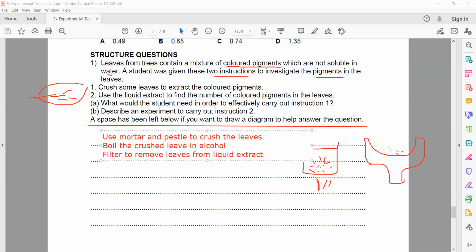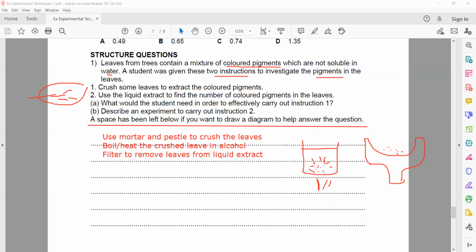Why should we boil the leaves? Because when you boil something at high temperature, the substance tends to break down, and it increases the rate at which the substance dissolves. That's why we boil the crushed leaf in alcohol or heat. Instead of writing boil, you can mention the term heat as well. So when you boil or heat, you increase the temperature, so it will be a fast process.